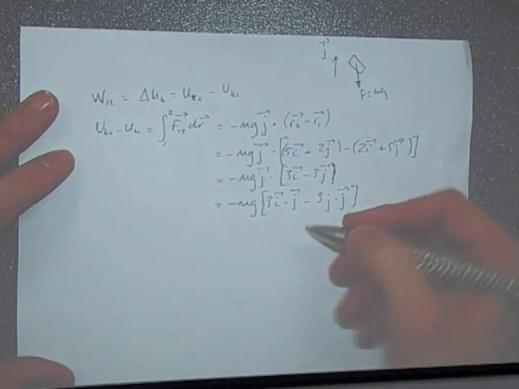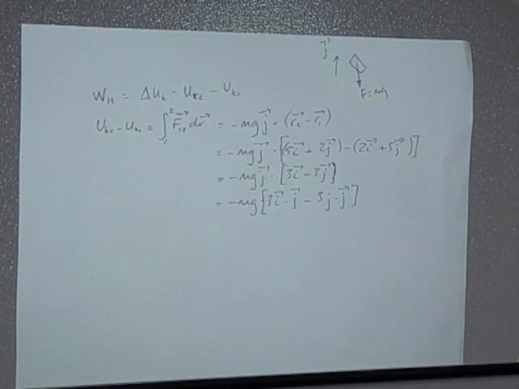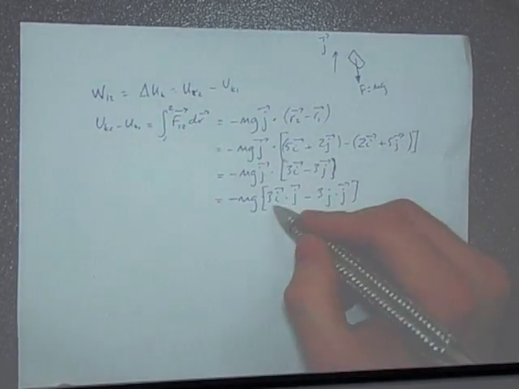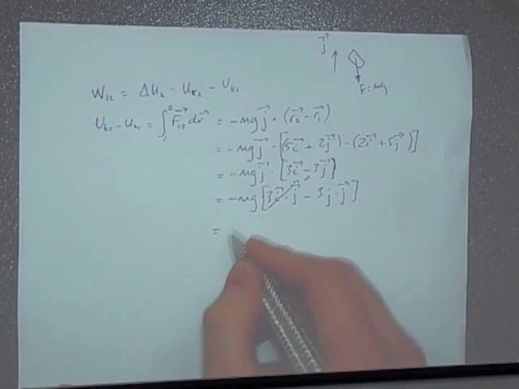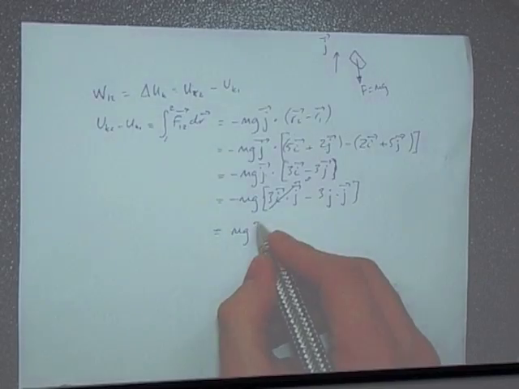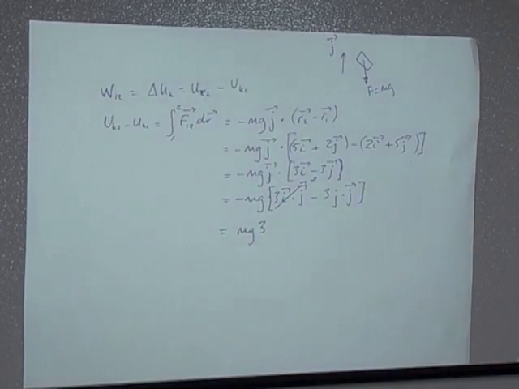Now what's i dot j? No, that's cross products. i cross j equals k. What's i dot j? Do you remember? You've got two perpendicular vectors. What's the angle between them? 90, and what's the cosine of 90? 0. So i dot j is 0, and that term just drops out. Gone, 0. And so we have mg times 3, j dot j, and the cosine of the angle between them is obviously 1, so we don't need to worry too much about that.